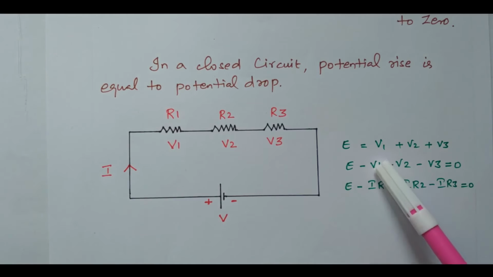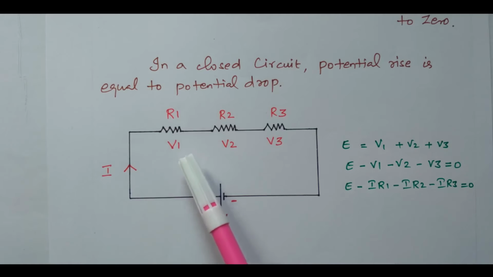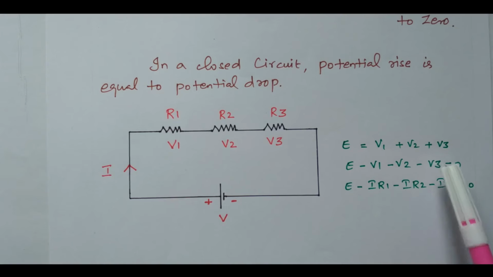So how will you find V1? V1 is nothing but the voltage across R1. V equal to IR, the general formula. So V1 equal to I into R1, because I is common. The same current is flowing through all the resistors. So V1 can be written as I into R1, V2 can be written as I into R2, and V3 can be written as I into R3. So we can write the final equation: E minus I R1 minus I R2 minus I R3 equal to 0.